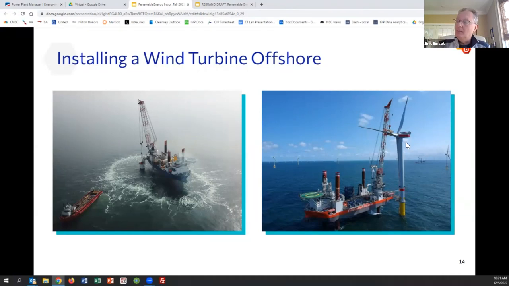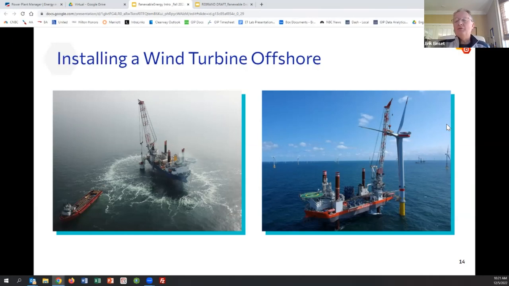the next step is to assemble the turbine itself. And here's another vessel, again, sitting up on four legs. So it's sitting above the water and it has a big, huge crane. And that crane then has assembled this tower. It has then put the nacelle on top, and then it has put on and assembled these three blades onto it.